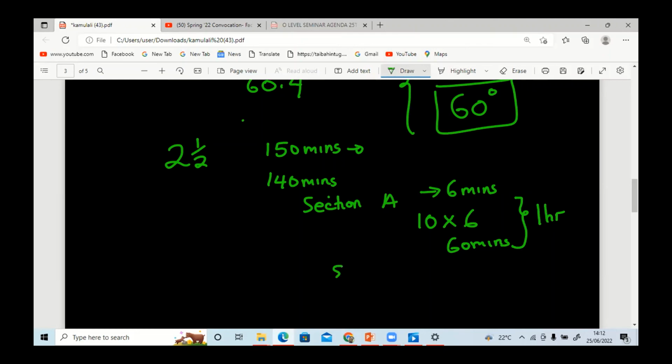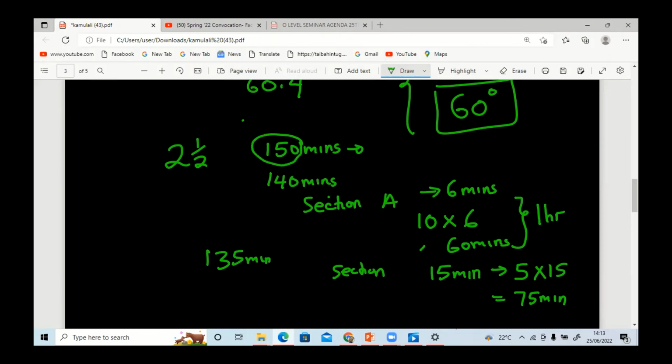When it comes to section B, every number spend 15 minutes. Every number spend 15 minutes. So meaning that if I told you spend 15 minutes on every number, at the end, you are going to be doing 5 numbers, and every number, 5 times 15, you end up with 75 minutes. Meaning that the 75 minutes, when you add it on the 60 minutes, you'll have used 135 minutes for the paper. Remember, the whole paper is 150.